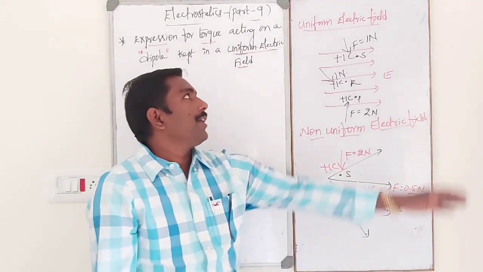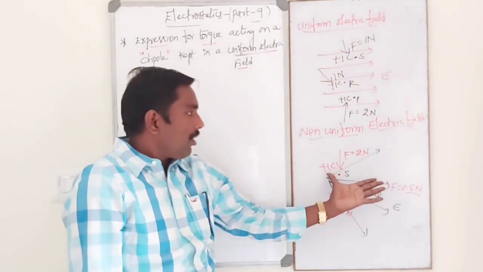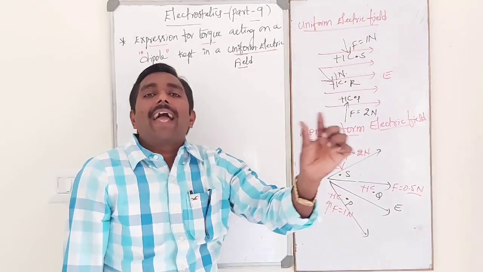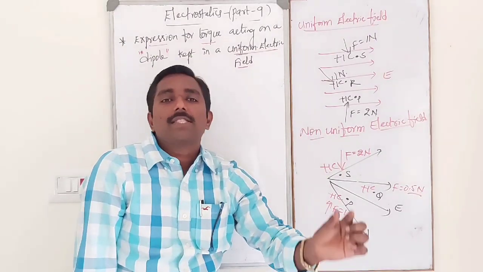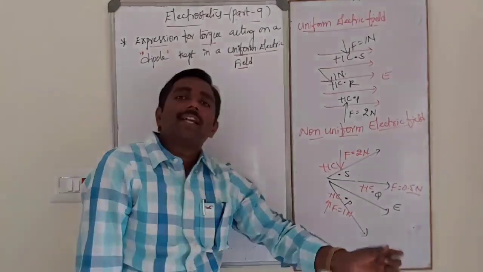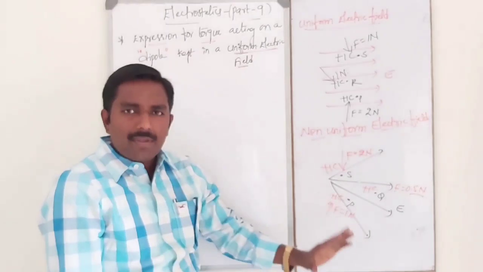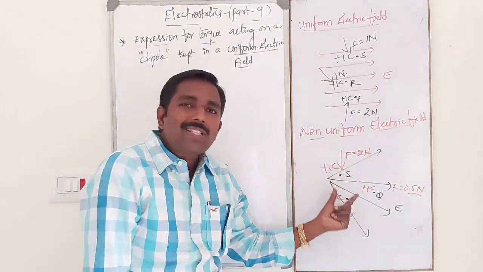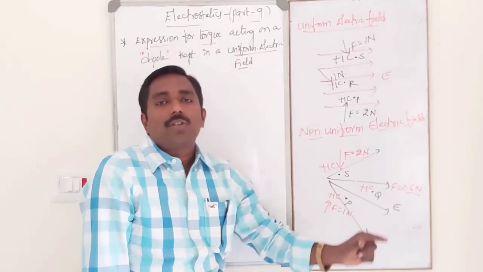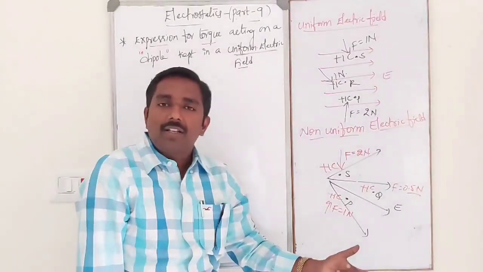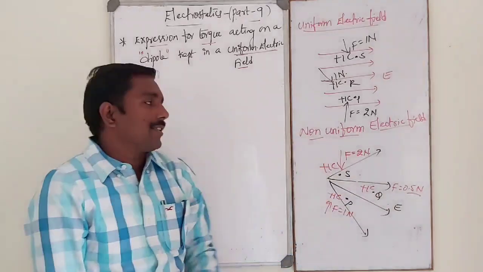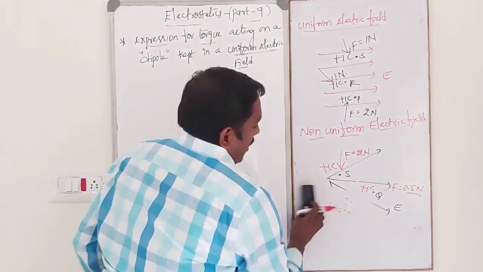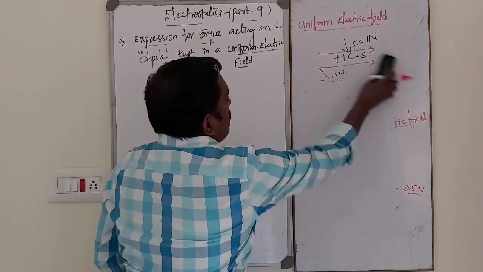Uniform electric field, non-uniform electric field. So uniform electric field means the force acting on a unit positive charge is the same when placed at different points. That means the same quantity of force will be acting. Non-uniform electric field means the force acting on a unit positive charge is different when placed at different points. That is non-uniform electric field. Okay students.